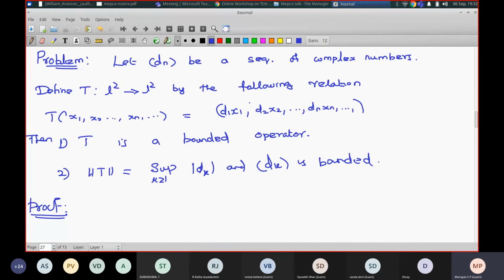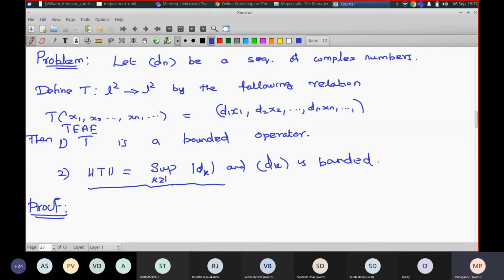Yeah, this is one nice exercise you can try. Let dn be a sequence of complex numbers. Define T from L2 to L2 by the following relation: you multiply entrywise the sequence, d1 x1, d2 x2, and so on. T is a bounded operator if and only if, I mean, these are equivalent: T is a bounded operator implies the sequence is bounded, and the norm of T exactly coincides with this.